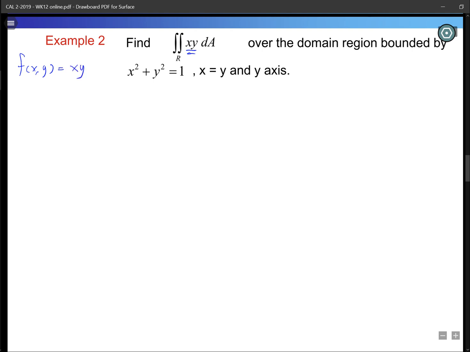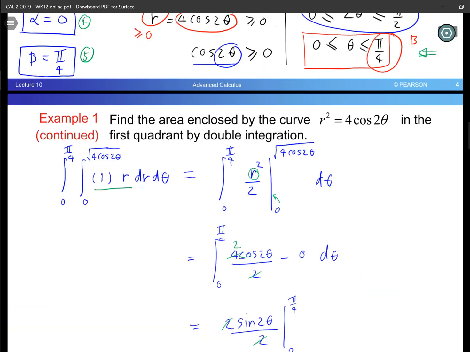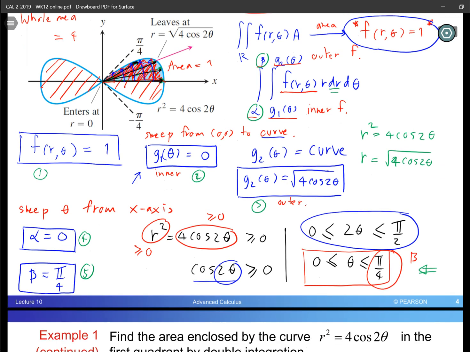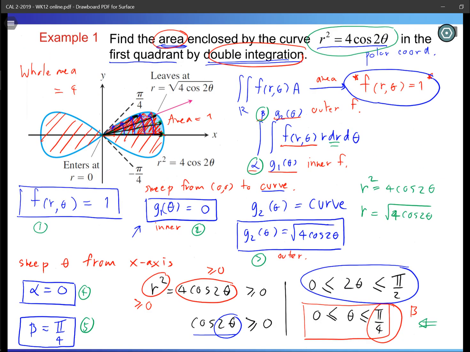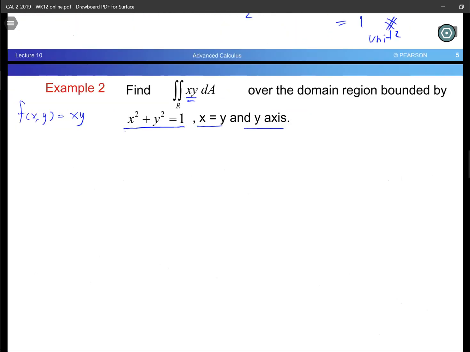Okay, and over a domain region R bounded by what? The first one, x squared plus y squared equal to 1. So you see that, hey, this is a circle of radius 1. Then y equal to x and the y axis. All right, how am I going to start with this? Well, the first thing you always need to do when it comes to a domain region is to see the graph. From example 1, we were given the graph, so we don't need to do any drawing there. But in example 2, they don't give it to us, so let's draw that.